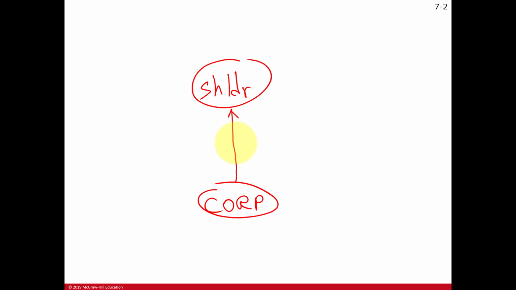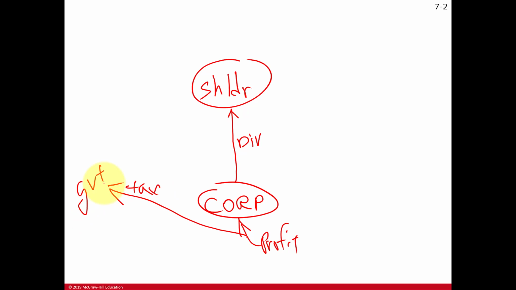But let's treat it as a dividend for now, keeping in mind that when the corporation receives income and makes a profit, it has to pay taxes on that profit. It's a tax-paying entity. So here's the tax going to Uncle Sam or other government entities. And when the shareholder receives this dividend, the shareholder has to pay a tax to the government.